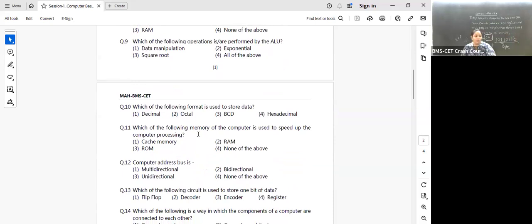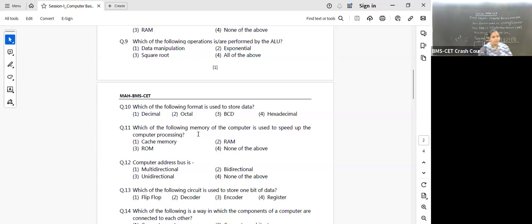Okay, next is which of the following operations are performed by ALU? ALU stands for arithmetic logic unit. You know arithmetic means all of your addition, subtraction, all kind of mathematical operations. Logical, as I said, ANDing, ORing. ANDing means logical ANDing, logical ORing. तो ये जो question के options है, just go through it. What do you think? What can be the answer?